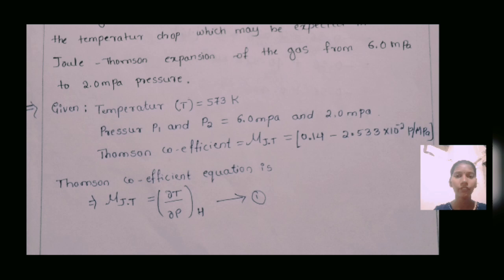Firstly, we write the givens for this problem. T is the temperature that is equal to 573 Kelvin. P1 and P2 are the pressures that are equal to 6 megapascal and 2 megapascal. Mu JT is the Thomson coefficient that is equal to 0.14 minus 2.533 into 10 raised to minus 2 pressure per megapascal. Thomson coefficient equation is mu JT is equal to dou T divided by dou P at constant enthalpy. This is equation number 1.